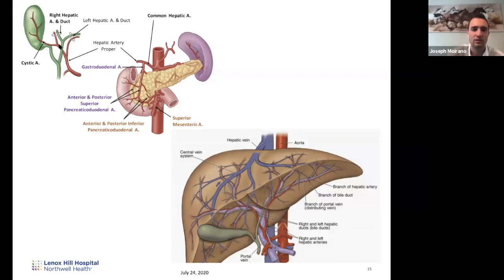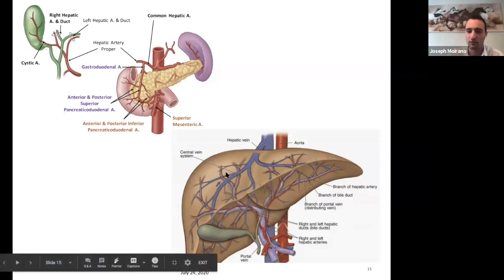Okay, so if we continue with that, we're going to be looking at the gallbladder here, and the gallbladder is going to be receiving blood supply off of the cystic artery, and the cystic artery is a branch off the hepatic artery proper. And the other branch from that is also the hepatic arteries, which are going to be supplying the liver.